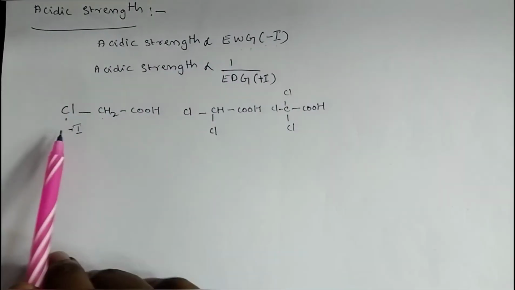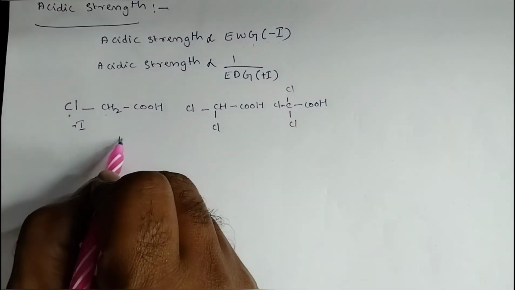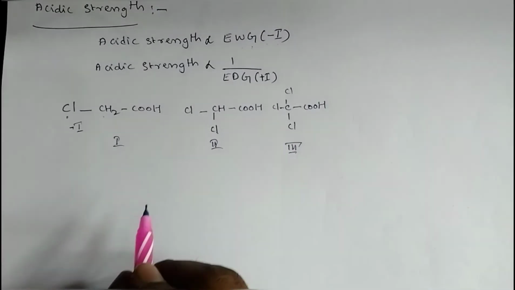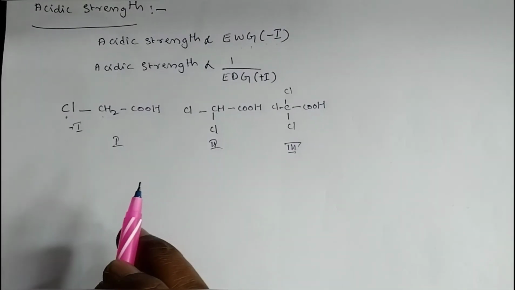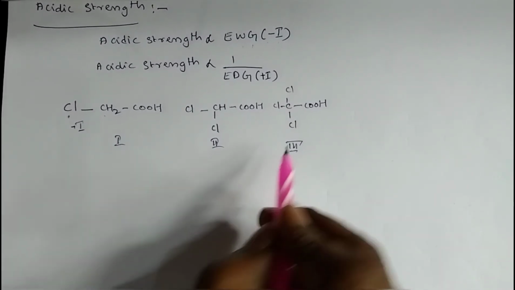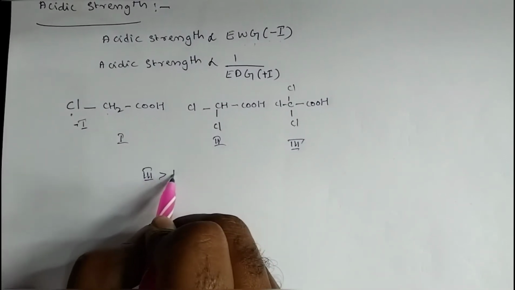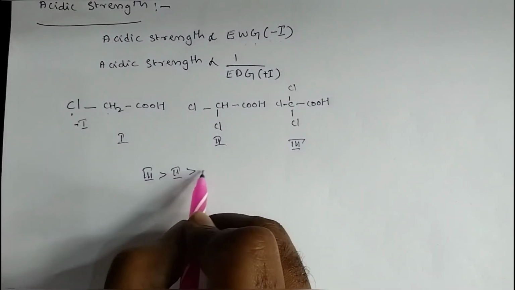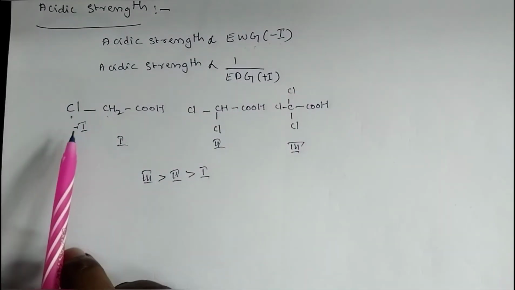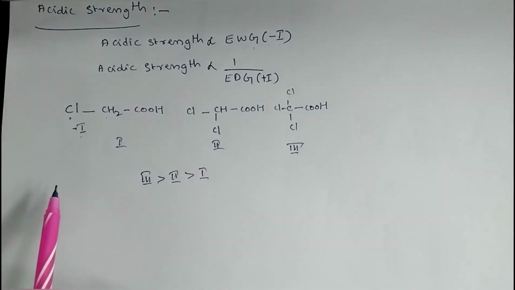Then among these, which is more acidic? The third one. This is the first structure, this is the second structure, this is the third structure. So if you want to write the acidic strength order, the third one is more acidic than the second one, which is more acidic than the first one. So more negative inductive effect, more acidic character. Next example.